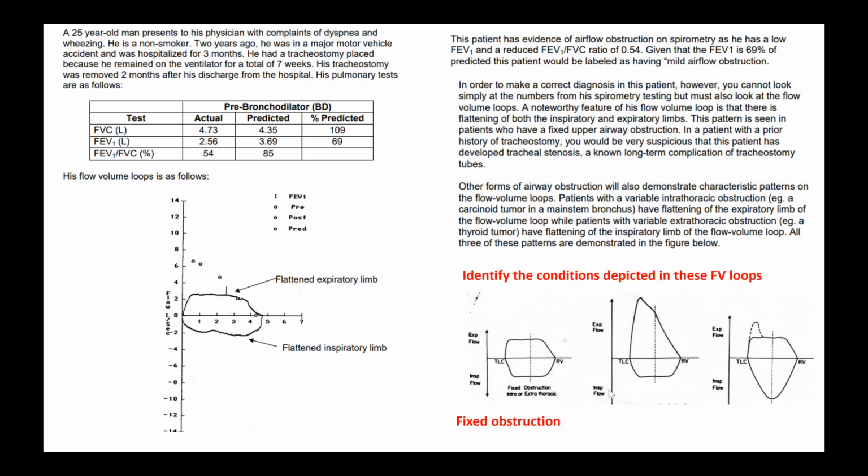This is fixed obstruction. This is variable obstruction, which is extrathoracic, and this is variable obstruction, which is intrathoracic. So in intrathoracic, expiration will be flattened. In extrathoracic, inspiration will be flattened. So remember it that way, opposite.